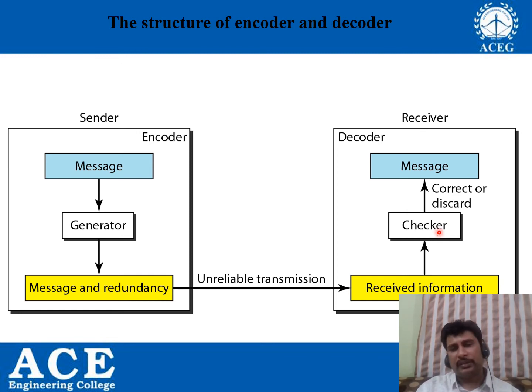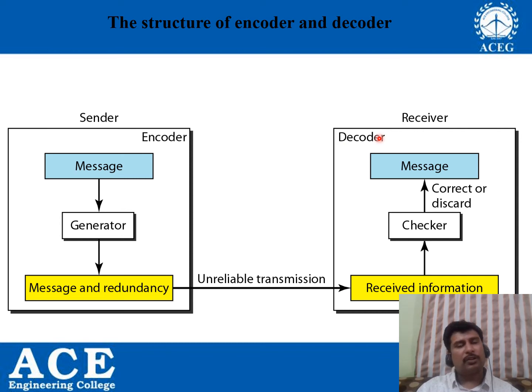If the checker device identifies any error, we will discard it. If it does not find any error, then it will separate the redundant bits from the message and transmit the message to the next layers. When you combine the message with the redundant bits, we call it encoding. And when you separate the redundant bits from the message, we refer to it as decoding.